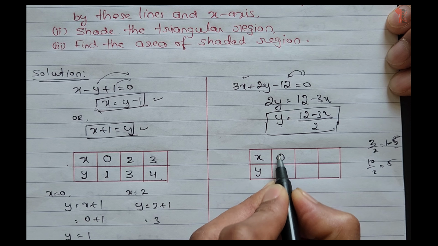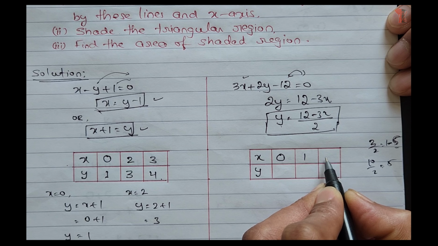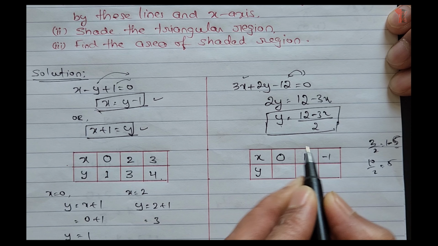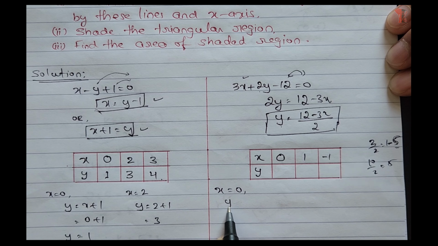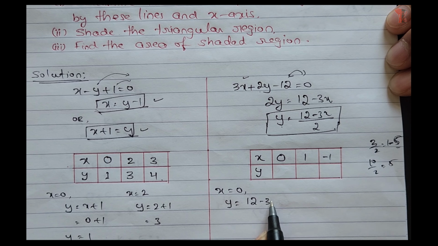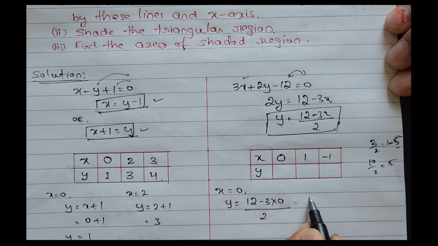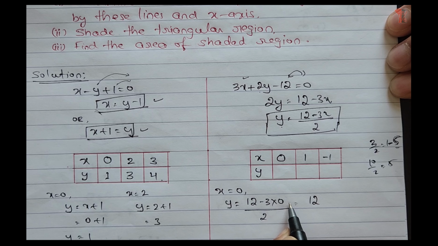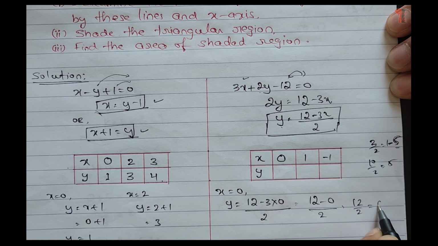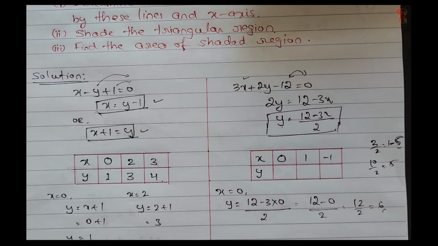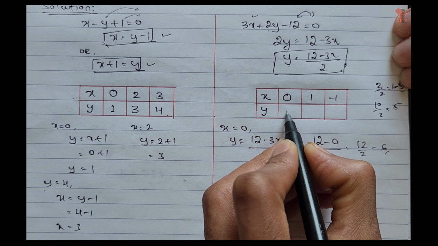So let me take x as 0 and x as 1. Just for the sake, I'll take x as minus 1 also, because any number you can take, right? So let me take x is equal to 0 first. What I will get, y is equal to 12 minus 3 into 0, divided by 2, correct? X is 0, no? 12 minus 3 into 0 is 0, right? 12 minus 0 by 2. That means 12 by 2, which gives us 6. That means when x is 0, y is 6.